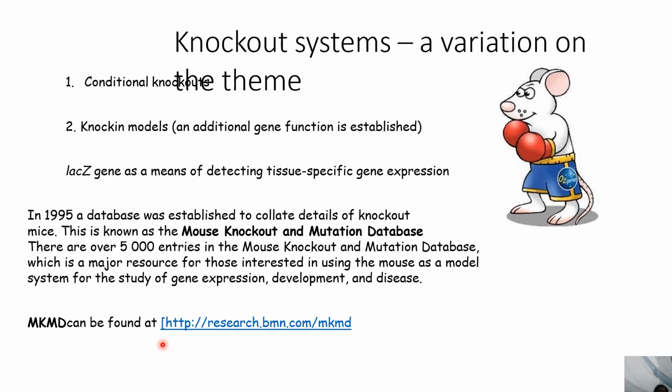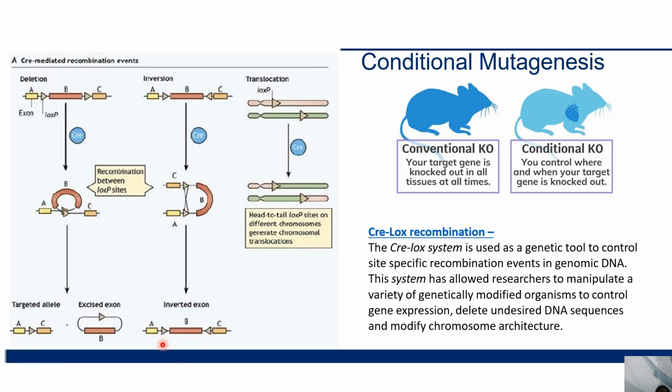It's known as the mouse knockout and mutation database. There are over 5,000 entries in the mouse knockout and mutation database, which is a major resource for those interested in using the mouse model as a system for the study of gene expression. Okay, you can go check this out.